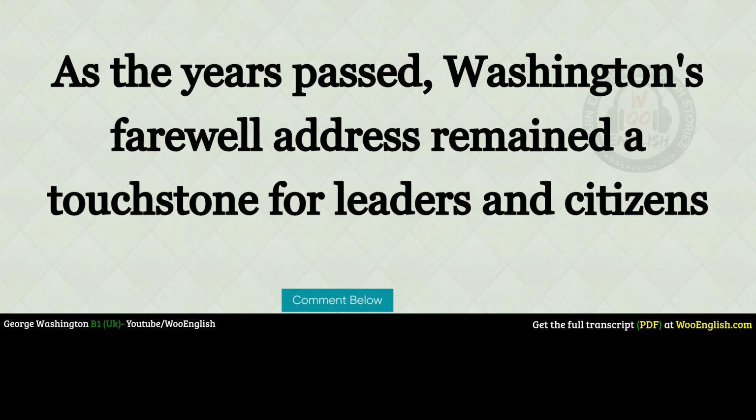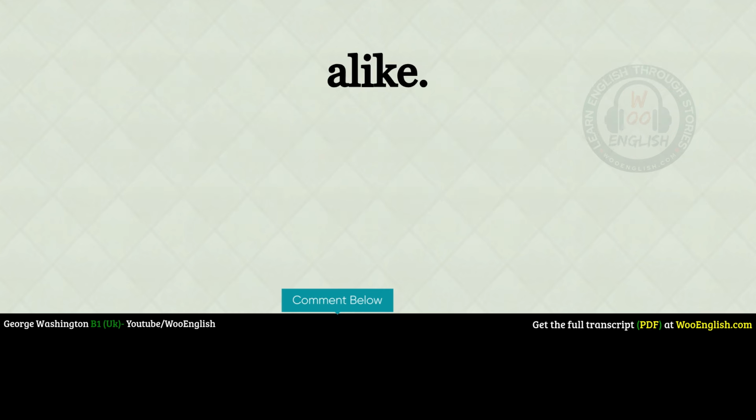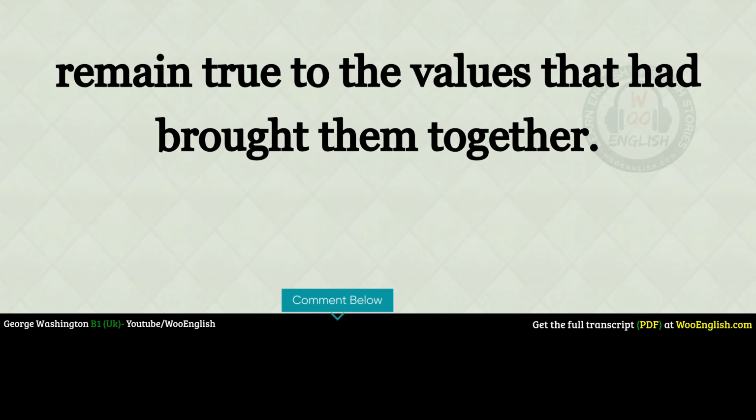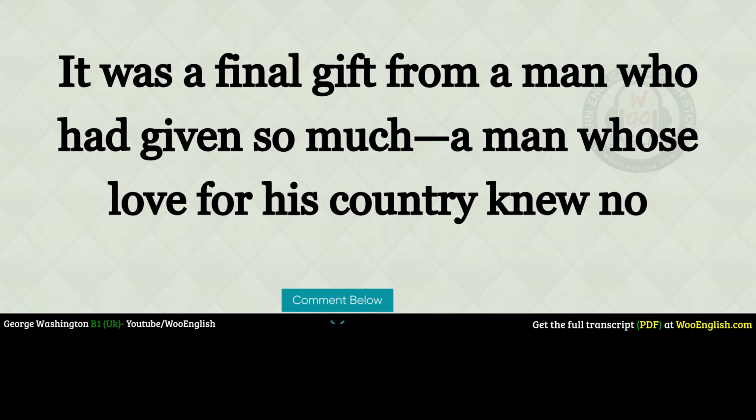As the years passed, Washington's farewell address remained a touchstone for leaders and citizens alike. It reminded them of the importance of unity, of the dangers of partisanship, and of the need to remain true to the values that had brought them together. It was a final gift from a man who had given so much, a man whose love for his country knew no bounds.